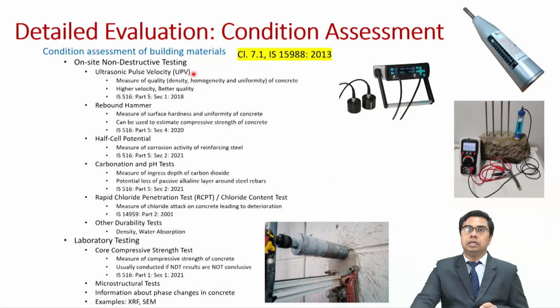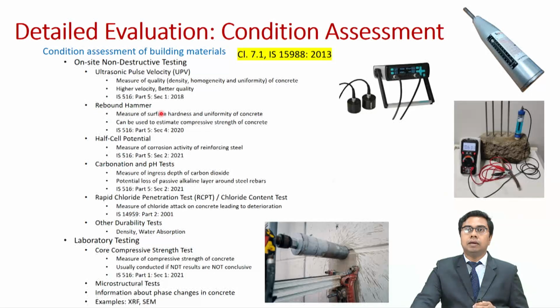Ultrasonic pulse velocity. This is a measure of quality of concrete, particularly from the context of density, homogeneity and uniformity. A higher UPV value, that is a higher velocity value, means better quality of concrete, lesser number of voids in the concrete. It is contained in IS 516 Part 5 Section 1 2018.